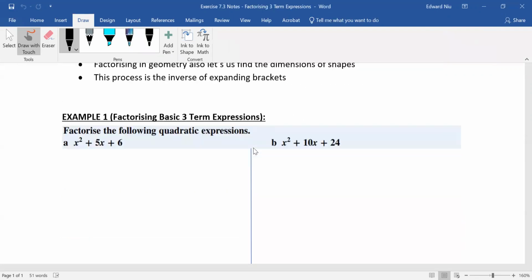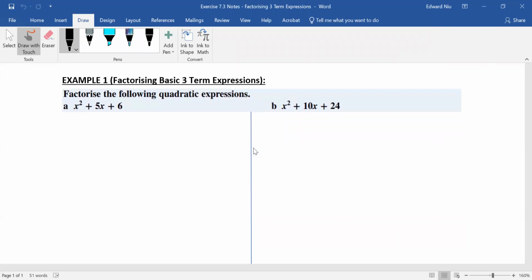So without further ado, let's take a look at example one. These are your basic three-term expressions. The reason why it's basic is because when we factorise, we need to know the factors of the constant in the ax squared plus bx plus c generic parabolic expression. So here we have x squared plus 5x plus 6, which is in the ax squared plus bx plus c formula, very generic for parabolas.